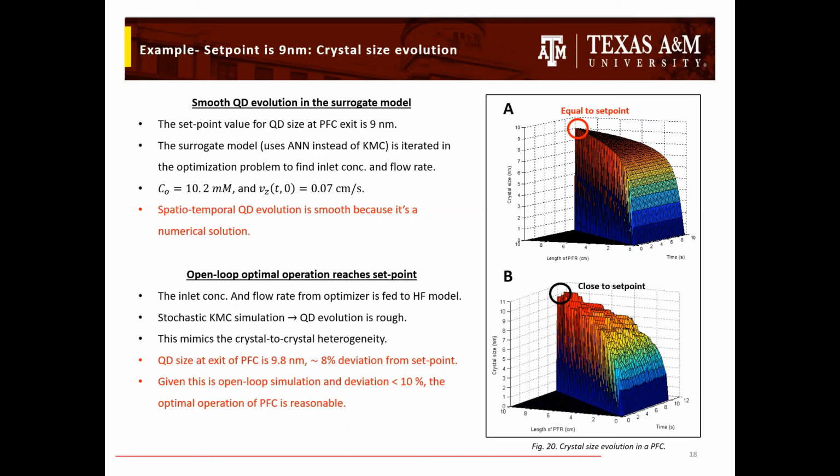So the figure in the plot shows the crystal size evolution in space and time, and it reaches a value of around 9.8 nanometers, which is 8% deviation from the set point. And given that this is an open loop simulation, the result is quite reasonable. Again, you see that there is a roughness, and this roughness is because of the stochastic nature of KMC and mimics the crystal to crystal heterogeneity. Basically, each crystal is obviously going to be slightly different, and this is reflective of that fact.